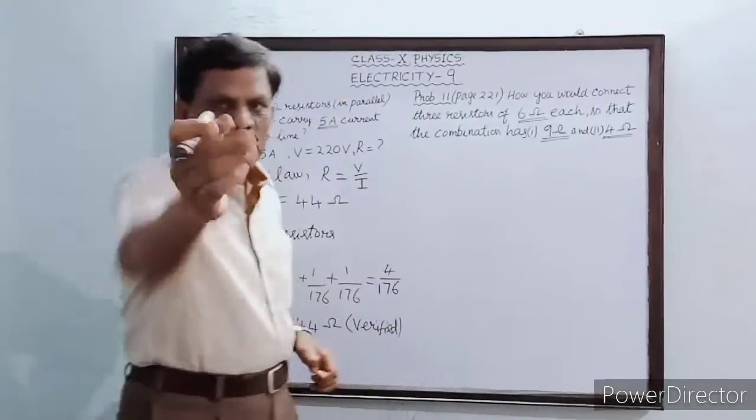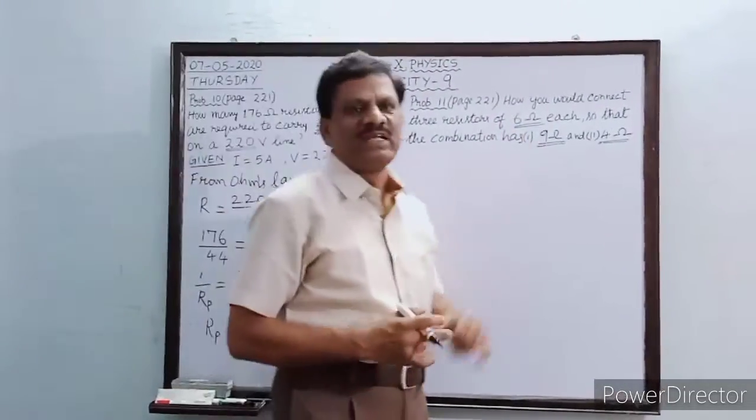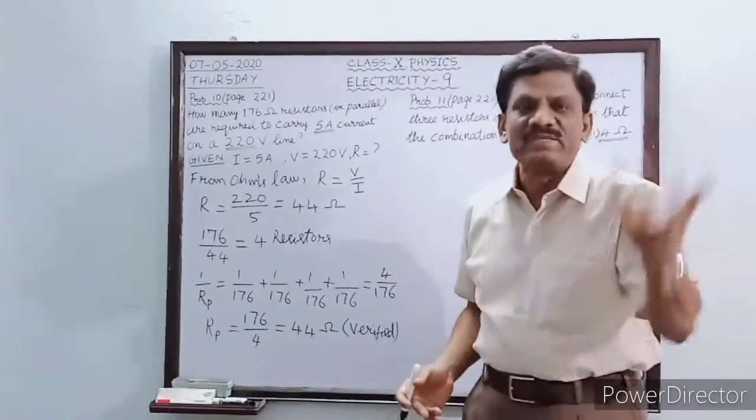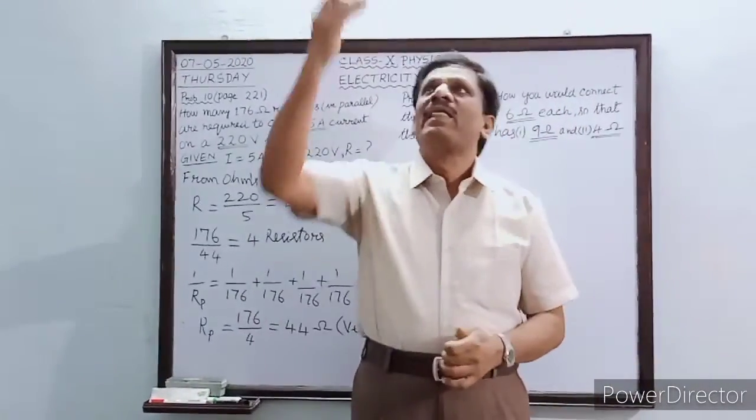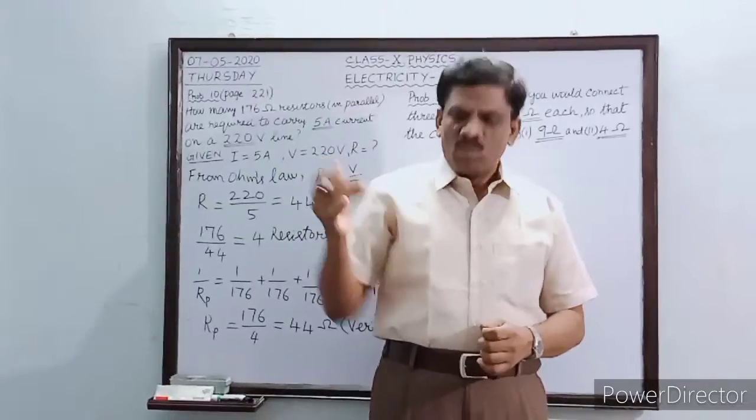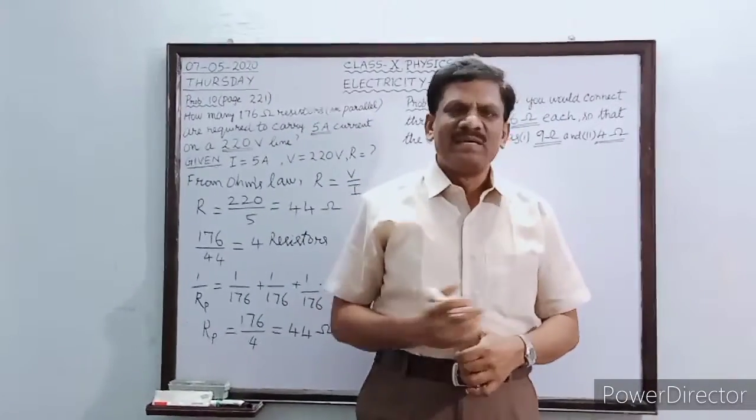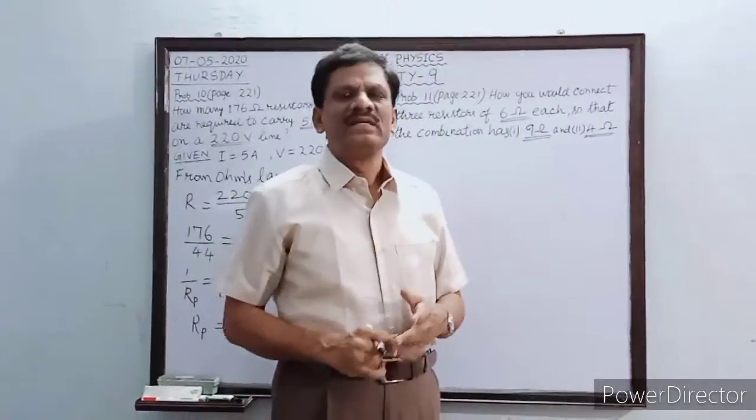Now you tell me, what will be the minimum value of the resistance if all the three 6 ohm resistors are connected in parallel? 1 by 6, 1 by 6, 1 by 6 will be 3 by 6. Reciprocal will be 6 by 3.